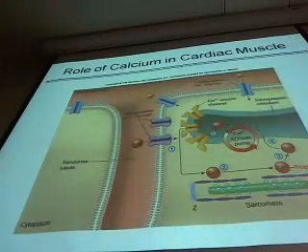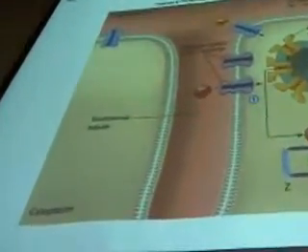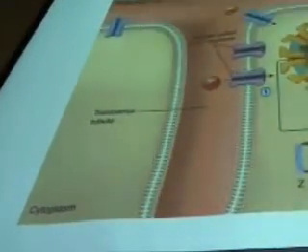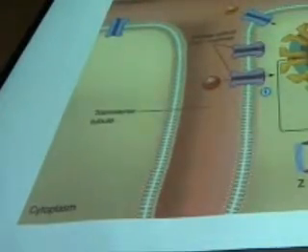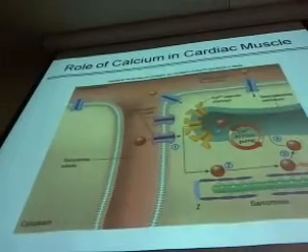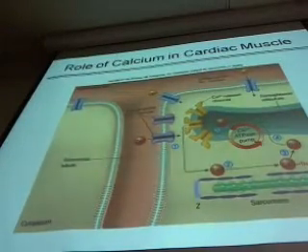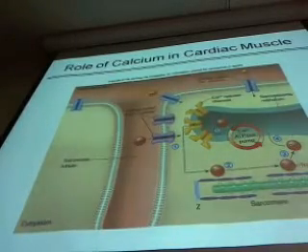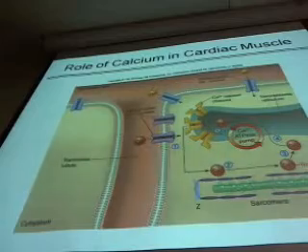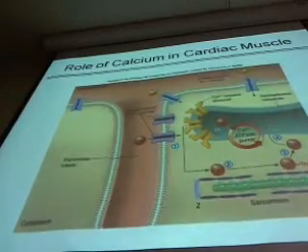Okay, calcium in cardiac muscle. You have the calcium gate channel, which is allowing calcium in, and once inside, it opens up some other calcium release channels, which allows calcium to bind to the troponin and allows the sarcomere to contract.